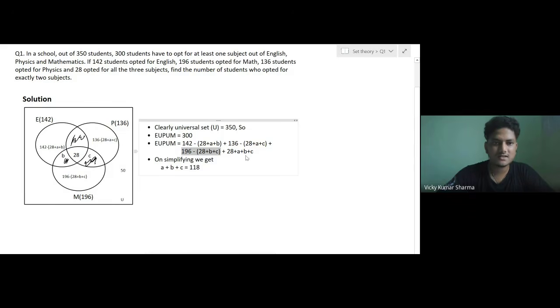And A plus B plus C, this A, B, C, that represents just E, P, but not M. Similarly, C represents only P and M, but not E. Similarly, your B represents only elements which is in E and M, but not in P, right? So now when we simplify this, this is a very standard form, we have written it. All you have to do is just simplify this, and then you will find out that A plus B plus C is equal to 118.